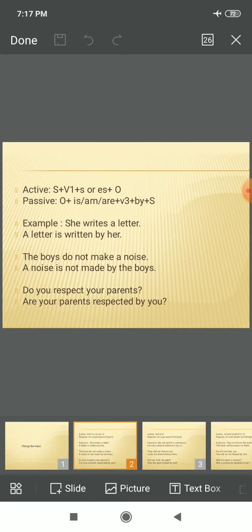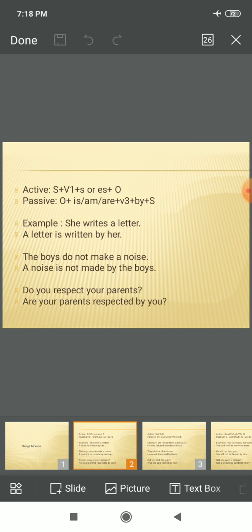So, take one example, very simple one. She writes a letter. She is the subject itself. Writes is the verb's first form. A letter is the object, right? The object would come in the beginning of the sentence and then it is followed by is, because with a letter we cannot attach am, we cannot attach are, because a letter is a singular thing, right? A letter is written by her.